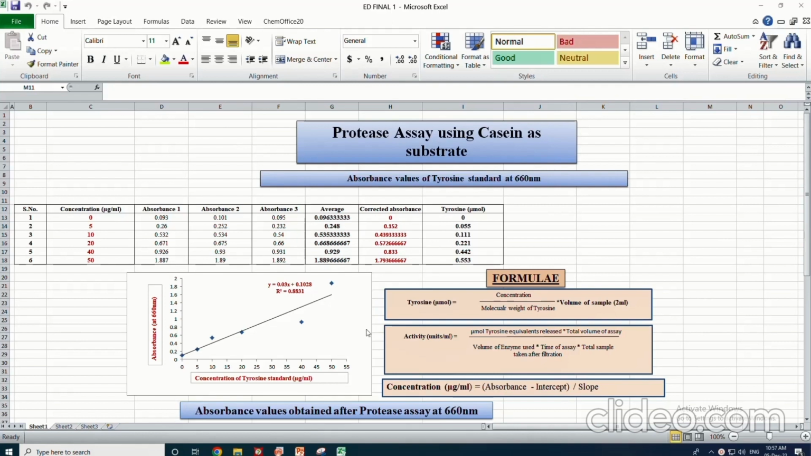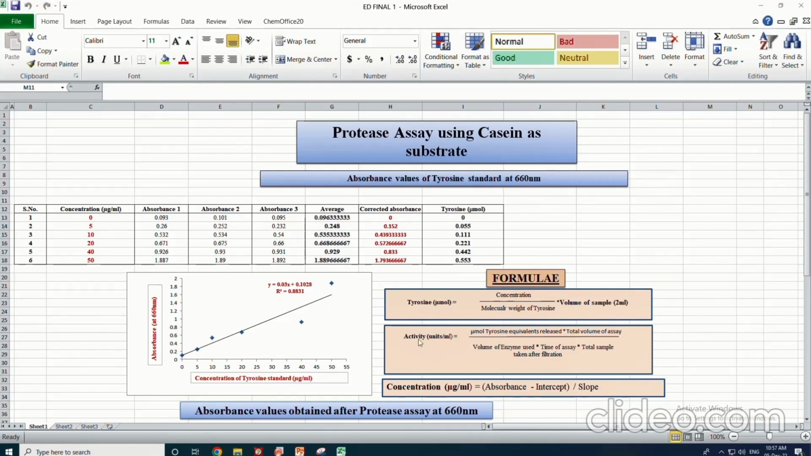Then a standard graph is plotted by taking absorbance on the y-axis and concentration of tyrosine standard on the x-axis. Here we are getting an R square of 0.8831. Then the amount of tyrosine in micromoles has been calculated by using this formula, that is concentration upon molecular weight of tyrosine into volume of sample. Here the molecular weight of tyrosine is 181.19 grams per mole.